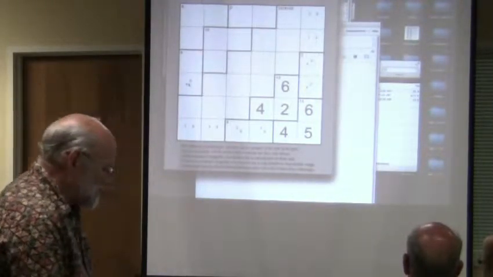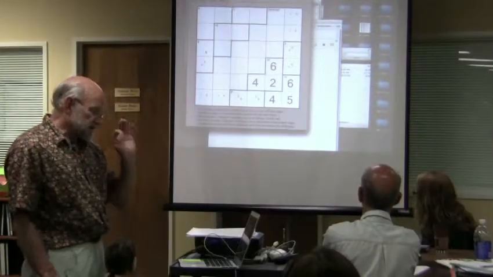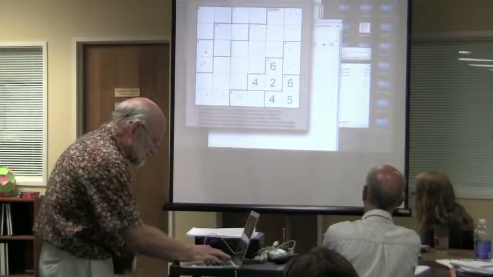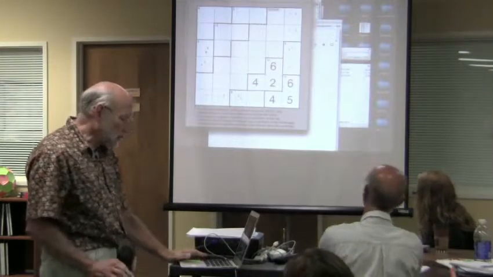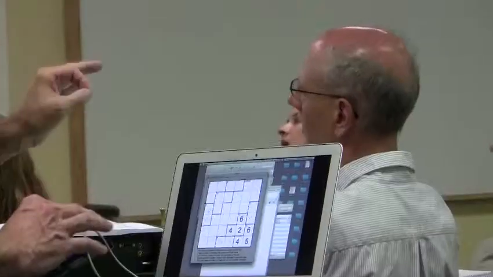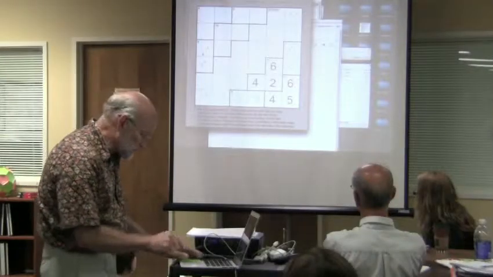2, 4, right? So now, if it's addition, it can't be 4 and 4, but it could be 2 and 6. So this could be a 6, right? Or if it's multiplication, it could be 4 times 2 or 2 times 4. So in fact, you could have a 4 or a 2 here, right?